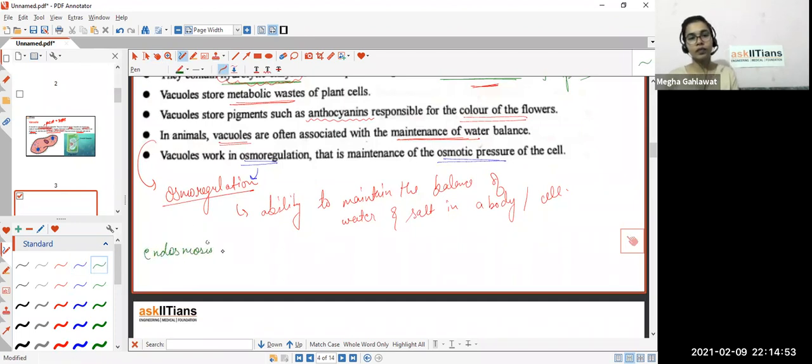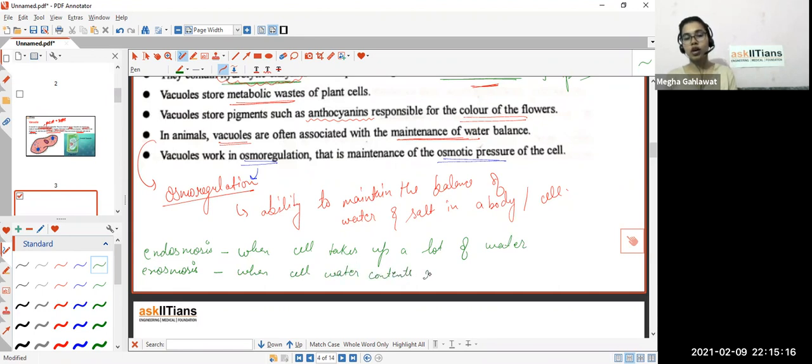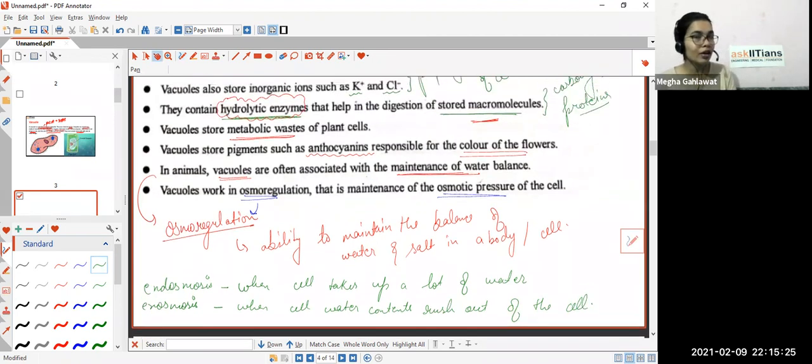I'm going to write that down for you in order to avoid any confusion. Endosmosis, exosmosis. Endosmosis is when the cell takes up a lot of water. Exosmosis is when the cell water contents rush out of the cell, right? That being said, that is all about the vacuoles that you need to know.